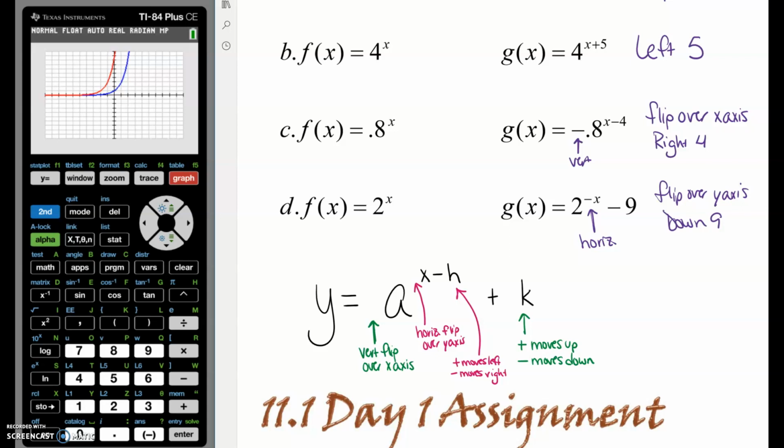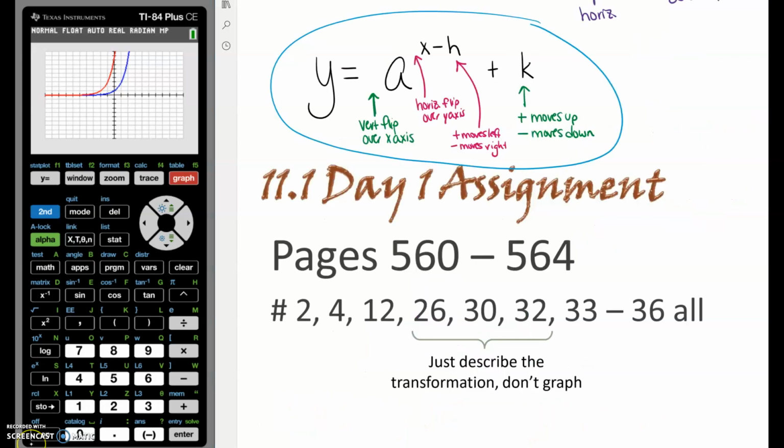Anything in the exponent is a horizontal change. So I put that in pink, that's all horizontal. A negative in front flips it horizontally over the y-axis, and the plus or minus h is backwards. So plus actually moves to the left, minus actually moves to the right. Use that guide to help you. Notice 26, 30, 32, you just have to describe the transformation, don't graph.